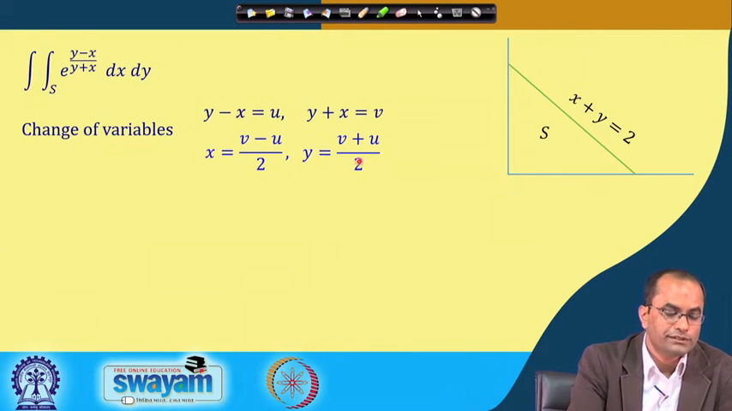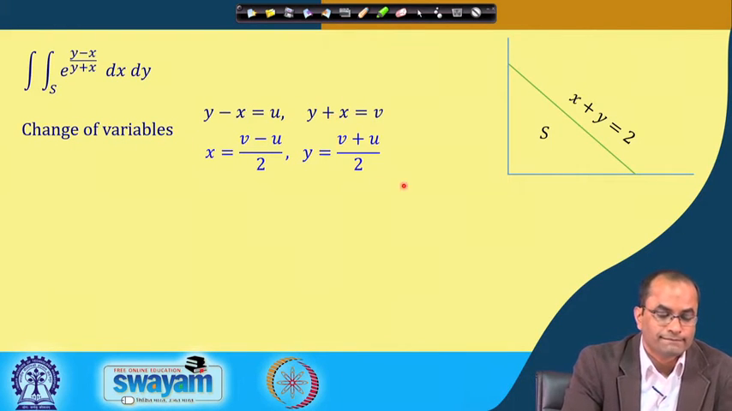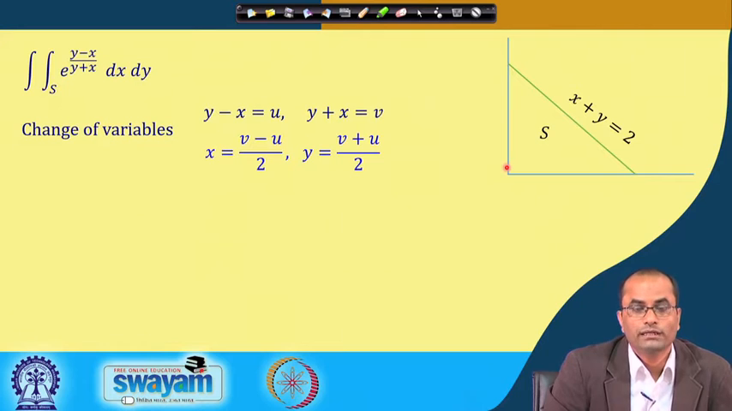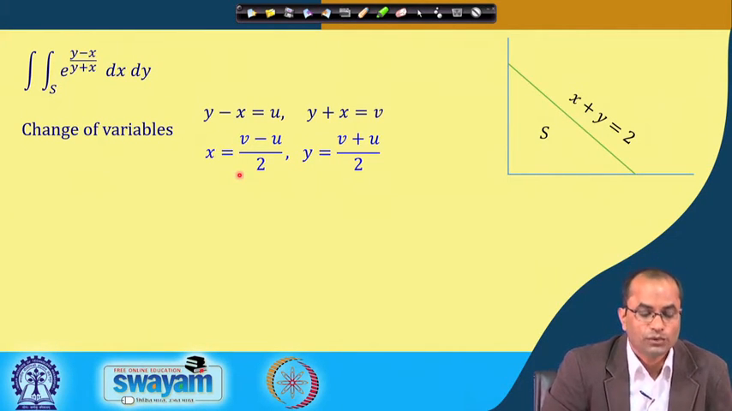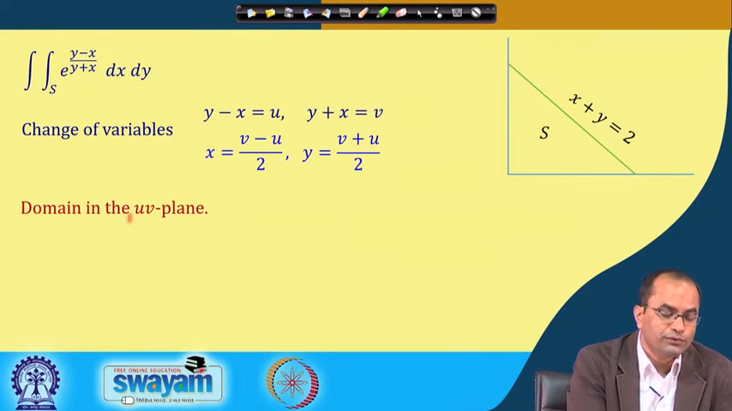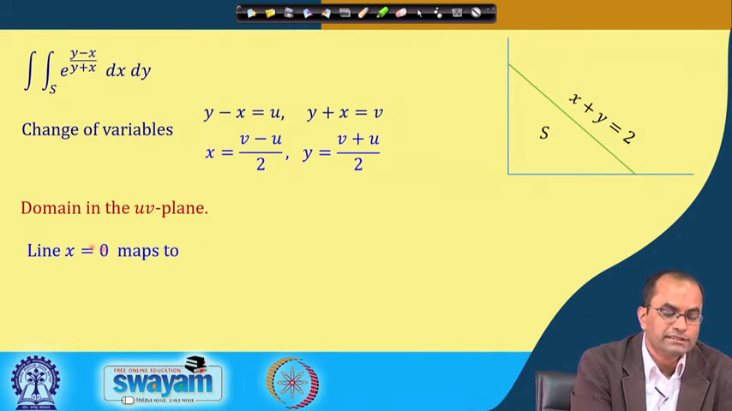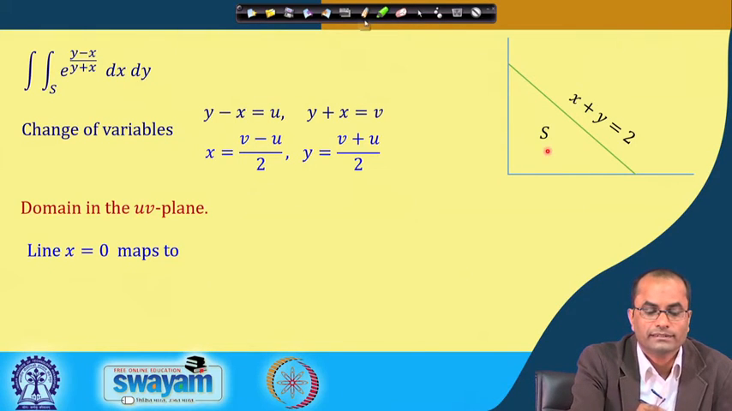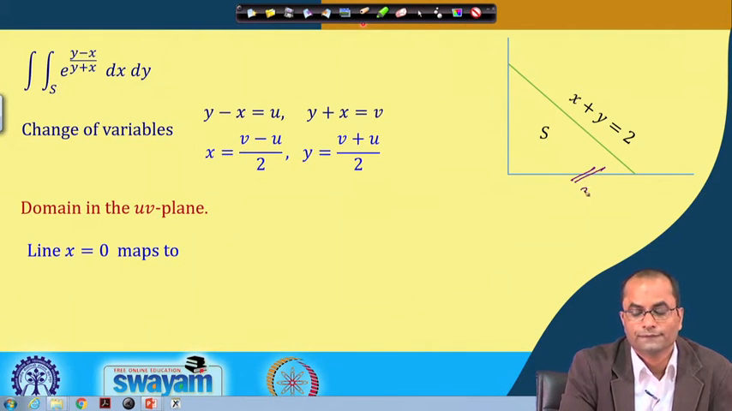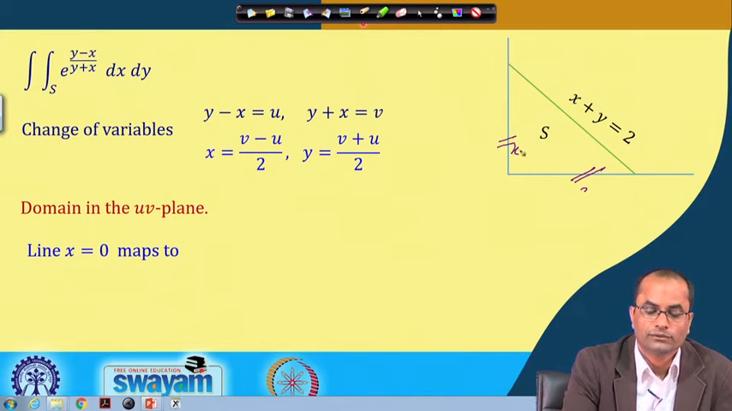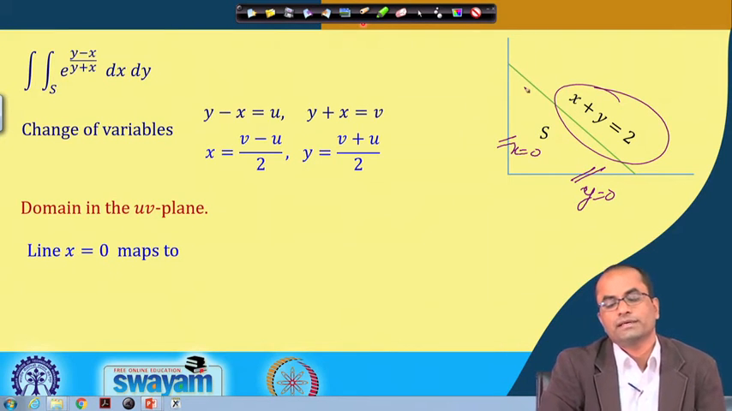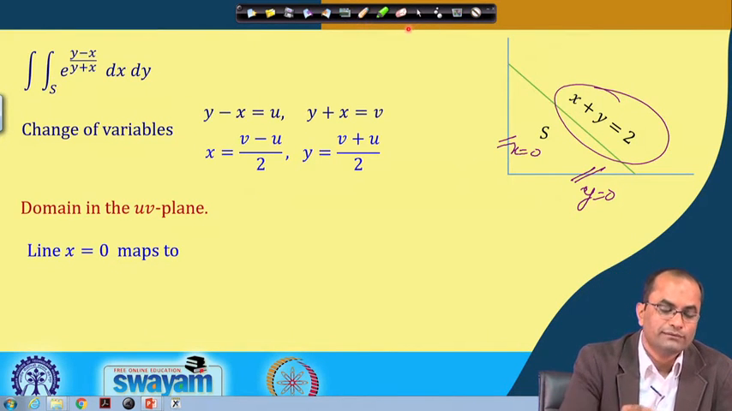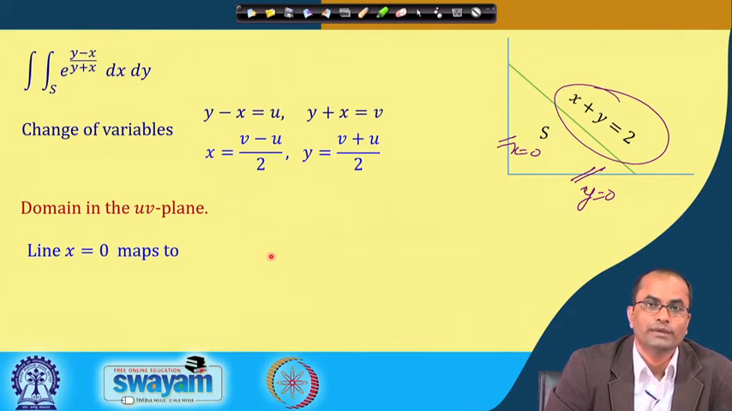So, now this change of variable, we have to see now the new domain corresponding to the new variables u and v. So, the domain for u and v plane would be, because we have the line x is equal to 0, and we have y is equal to 0, and we have this line already x plus y is equal to 2. So, having this, we have to see the new domain now in terms of variables u and v.